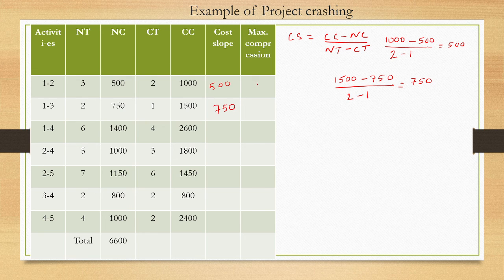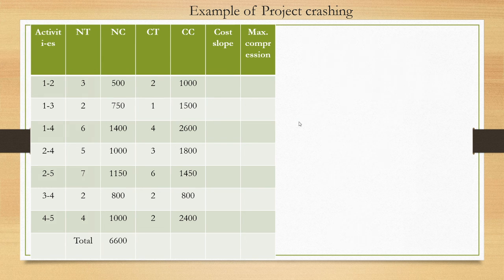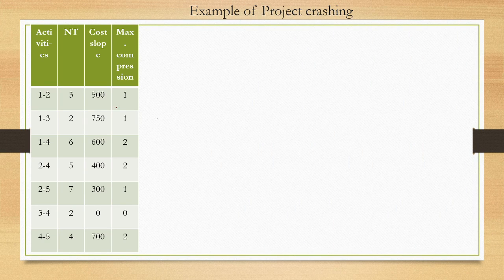And what will be the maximum compression? Maximum compression is normal time minus crash time. So it is 3 minus 2, which is equal to 1; 2 minus 1, which is equal to 1; 6 minus 4, which is equal to 2. Like that you need to fill up all the values for cost slope and maximum compression. So this is the cost slope for each activity and this is the maximum compression.